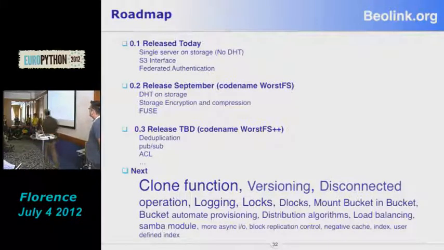Well, the point: we release 0.1 today to the public, more or less. Probably in September we will have the DHT and the storage encryption and compression for everyone. And we will release also the Fuse, because it's very unstable at the moment. 0.3, the deduplication we already mentioned, and we have many things: locks, versioning. That's because with our structure it's quite simple to create a versioning system or more async operations or more replication or distribution algorithms.